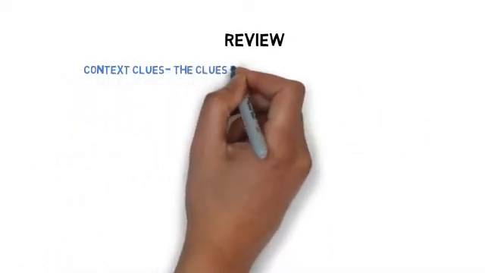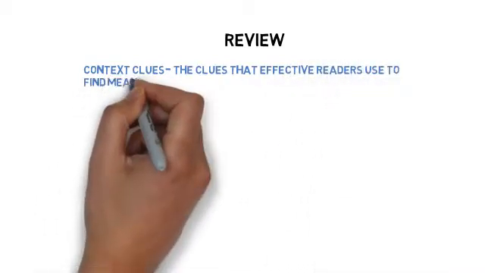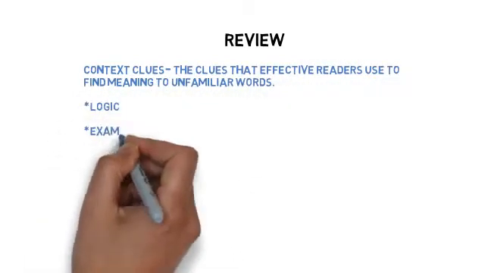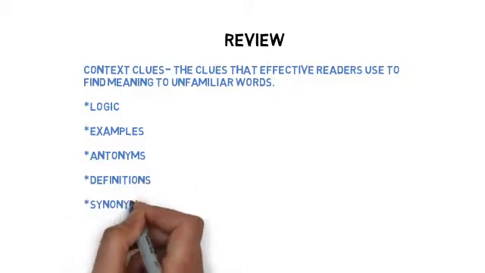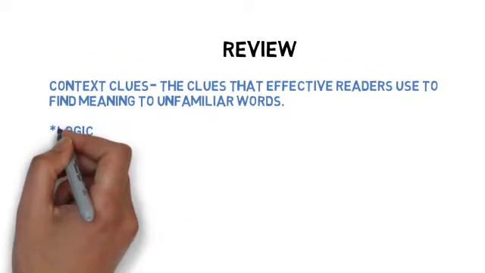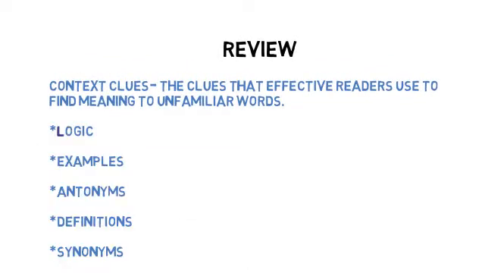Let's go ahead and review. Context clues are the clues that effective readers use to find meaning to unfamiliar words, such as logic, examples, antonyms, definitions, and synonyms. Remember that you have a mnemonic that can help you remember these. L, E, A, D, and S.